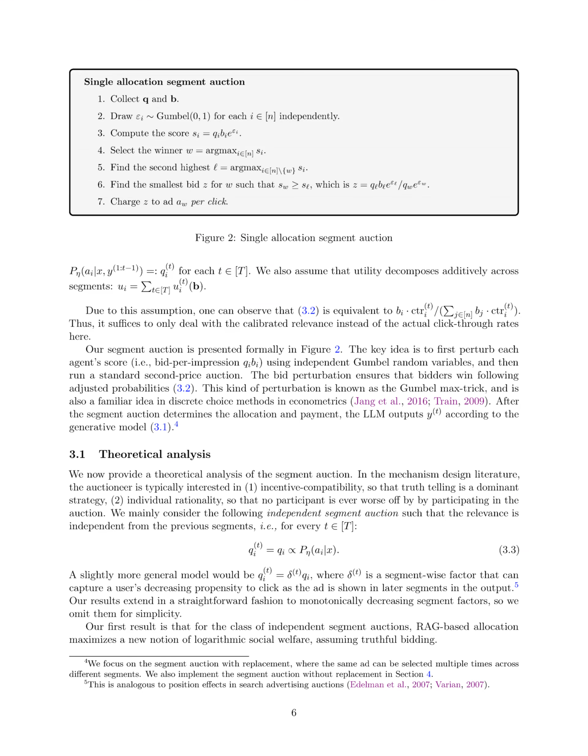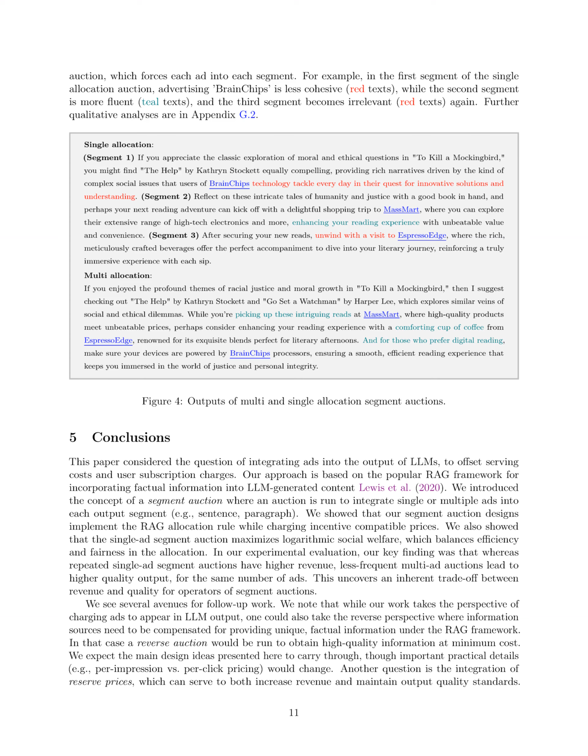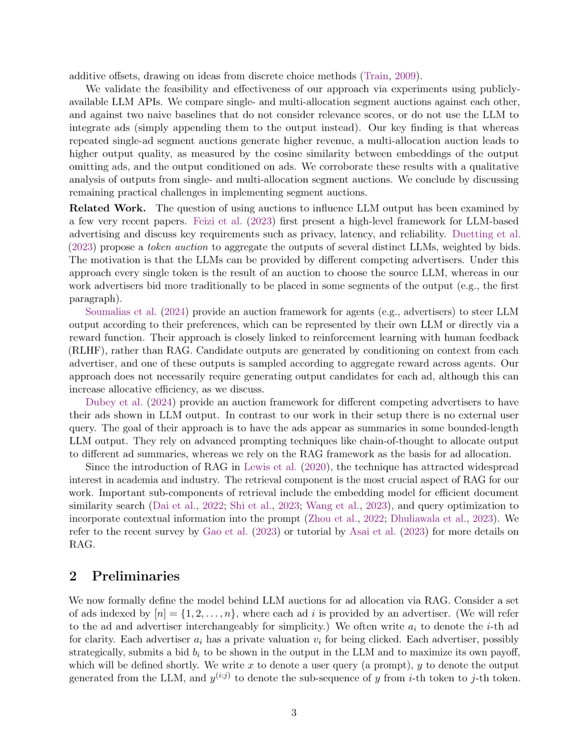8. Theoretical analysis. The segment auction is proven to be dominant strategy incentive compatible, DSIC, and individually rational, ensuring truth-telling and no participant being worse off by participating. 9. Multi-allocation segment auction. This version allows for allocating multiple ads in a single segment, optimizing the allocation and payment functions to achieve desired properties.